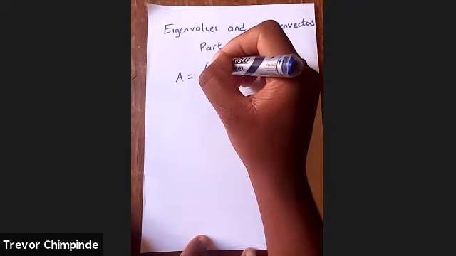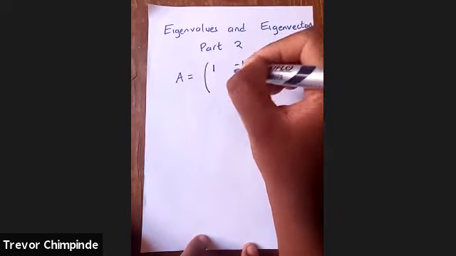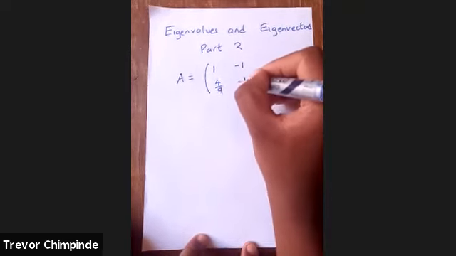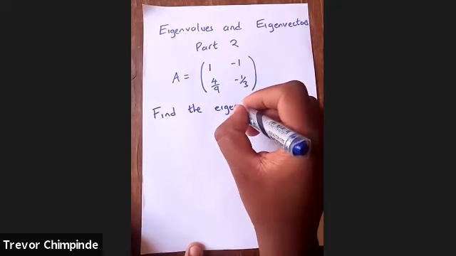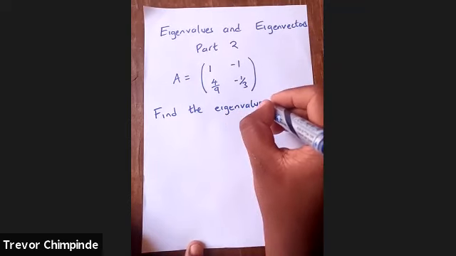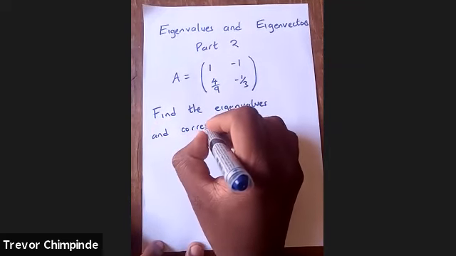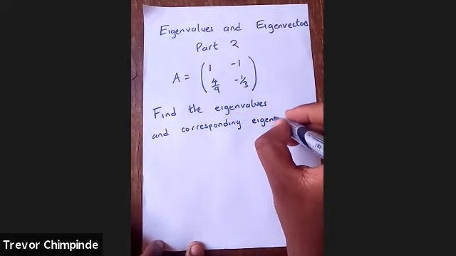So you are given your matrix A, which has entries 1, -1, then 4/9, and -1/3. So what do we want to do? The question here is to find the eigenvalues and the corresponding eigenvectors of A.